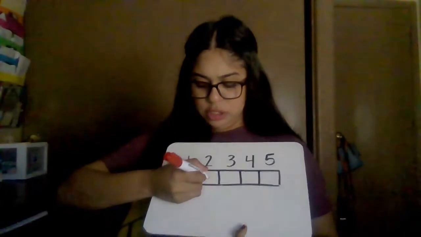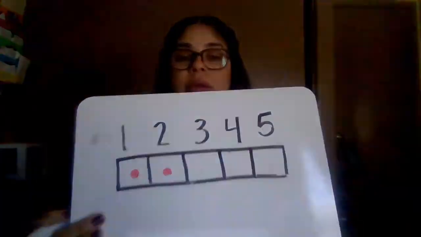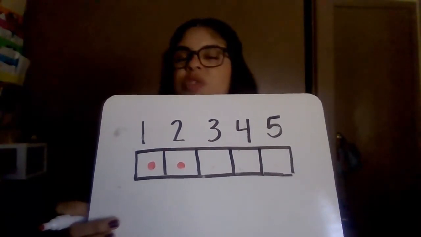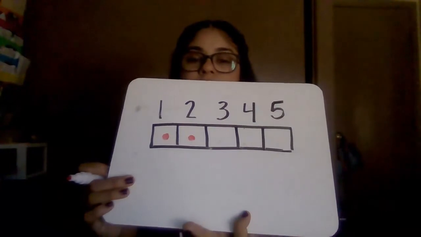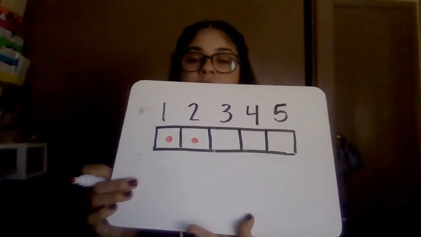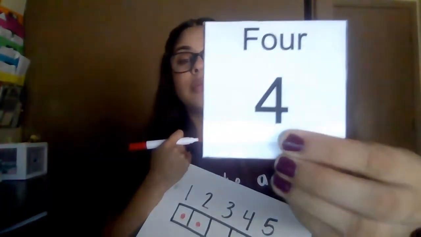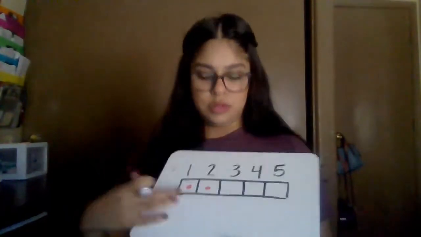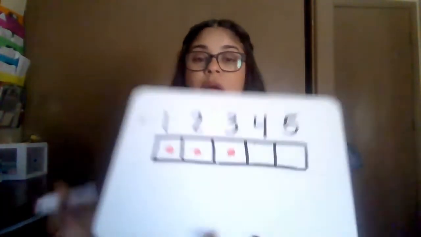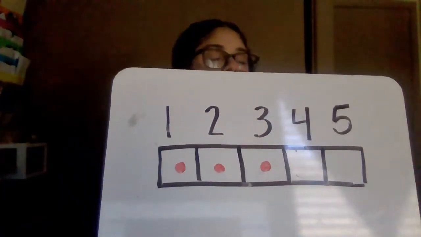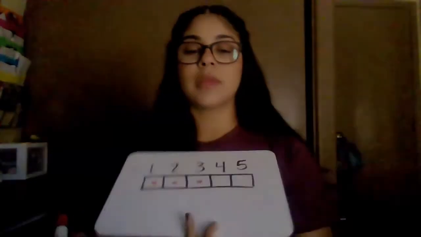We need more. The next number is two. Parents, please feel free to pause me at any time. Two. Do we need more or do we need to stop? What do you guys think? We need more because the number we're trying to get to is four. Now we're at three. Make sure you're putting a block under three. Block, rock, noodle, whatever you guys have. Three. I still want to get to four, so that means I need more.